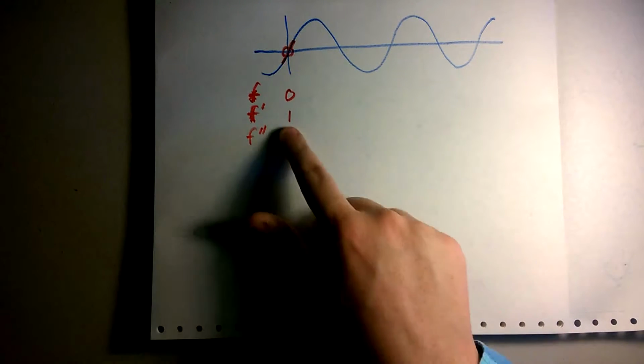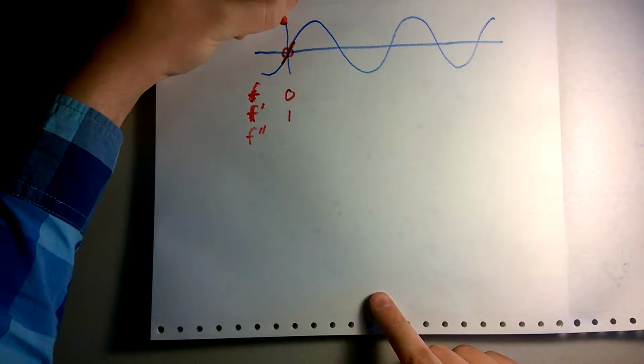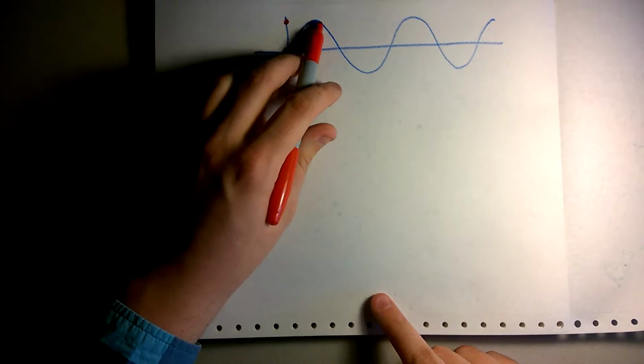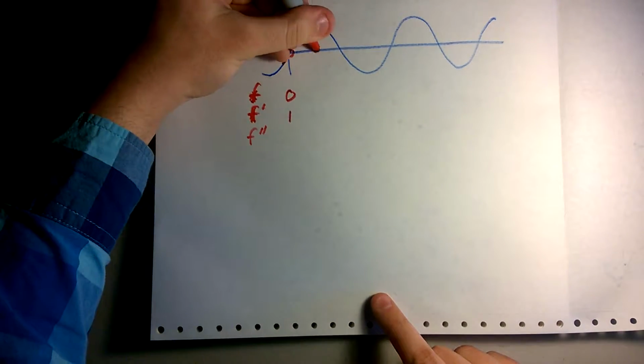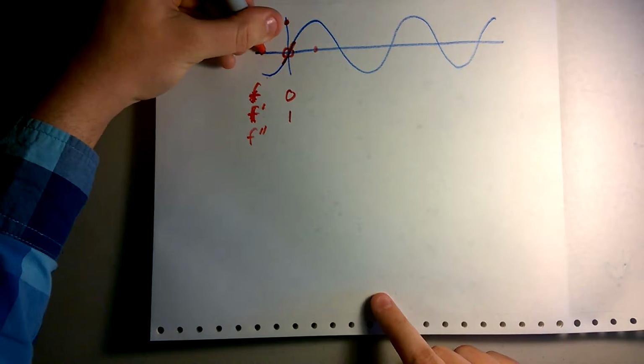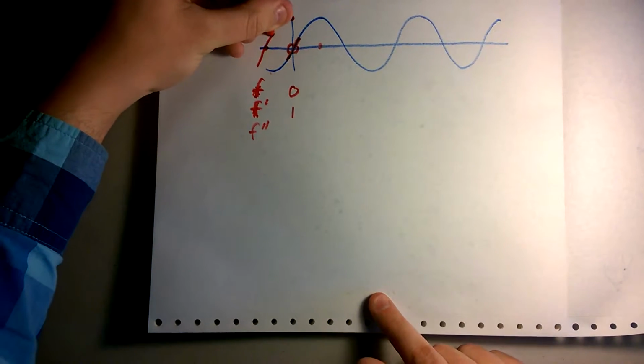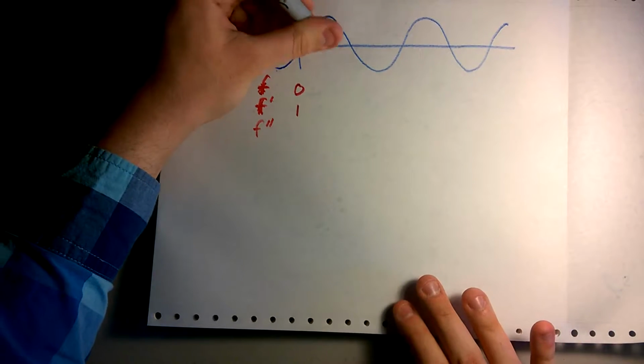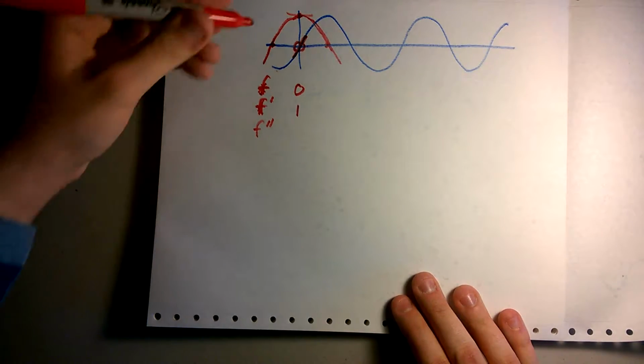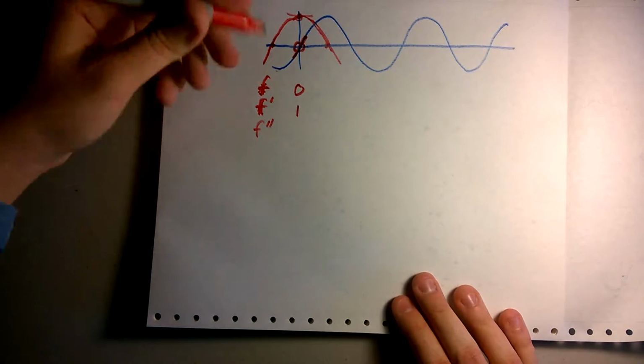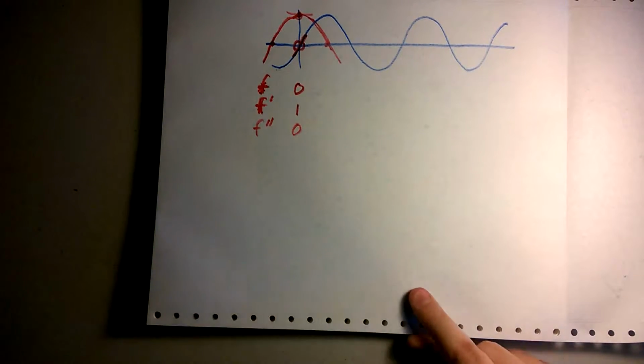Well, if the slope is 1, and as you continue, the slope is going to be 0 right there, and the slope is going to be 0 right there. So we're expecting a curve that looks like this. So the slope is now flat again at that point, and therefore the slope there is 0.